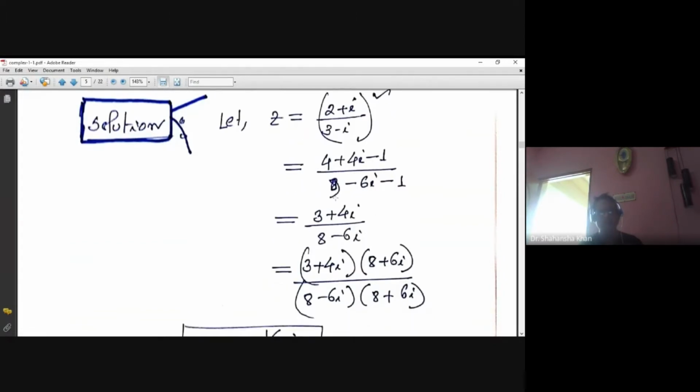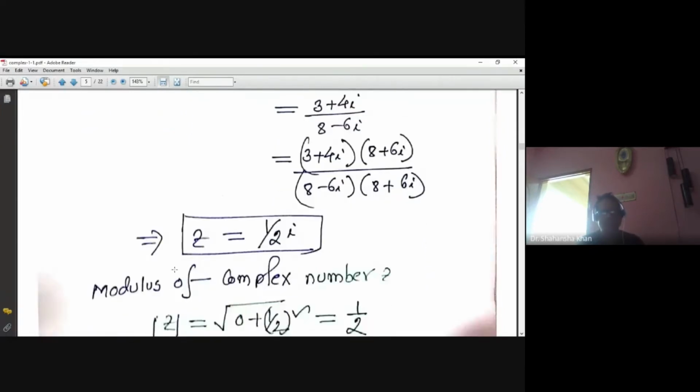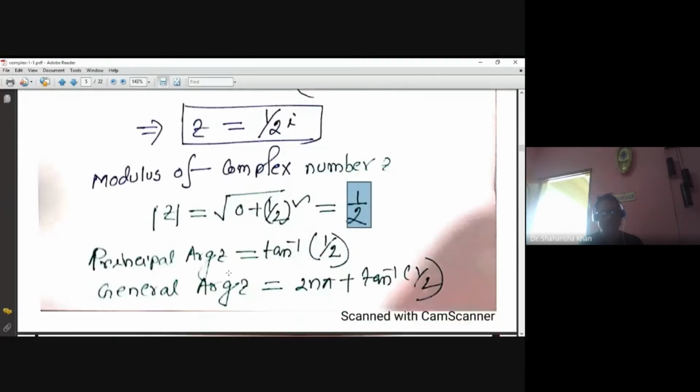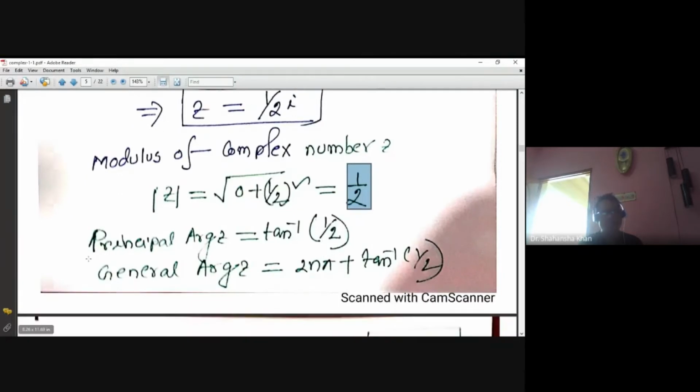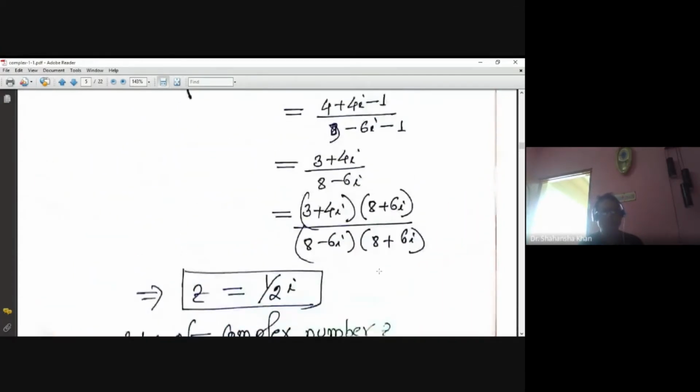When you get this type of complex number, you have to rationalize, that means multiply by the conjugate of the denominator. Multiply by the opposite sign of 8 minus 6i, and then we get the complex number z equal to half i. So the modulus of the complex number equals half, and the principal argument is tan inverse y by x, where y equals half and x equals 1. So the general argument is 2n pi plus tan inverse half, the principal argument. I hope all my friends are clear about this.